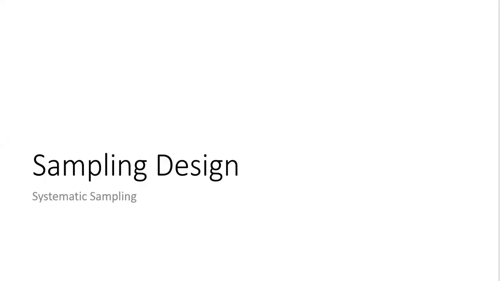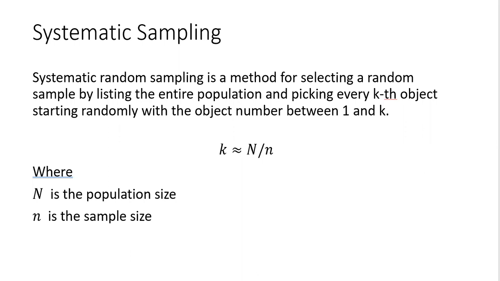In this video, we're gonna discuss systematic sampling design. Systematic random sampling is a method for selecting a random sample by listing the entire population and picking every kth object, starting randomly with the object numbered between 1 and k. So basically, we're picking every kth element after a random starting place.